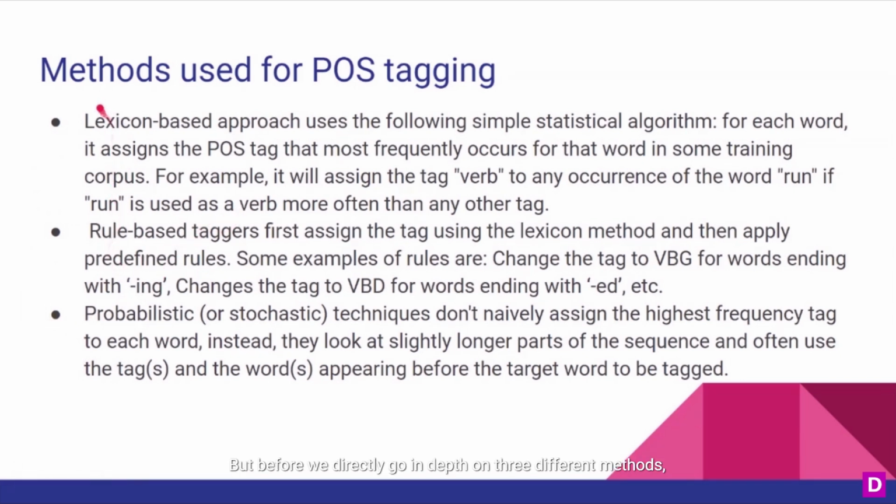But before we directly go in depth on three different methods, we will just have a gist of what the three different methods actually deal with and how they are different from each other. So we will first move on with the lexicon based approach, or lexical based approach, where we use a simple statistical algorithm in order to POS tag a given word.